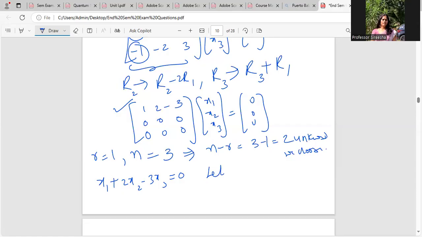So what will I do? Let x2 be equal to k2 and x3 be equal to k3. Why? Because clearly I know that n minus r unknowns I have to choose. So 2 unknowns I'll be choosing randomly, anything you can choose. Just to maintain the rhythm, x2 is k2 and x3 is k3, because I've already used k1 in the previous eigenvector. So what would be x1? x1 is nothing but 3x3 minus 2x2, so 3k3 minus 2k2.